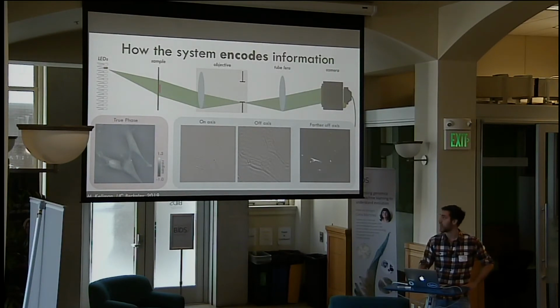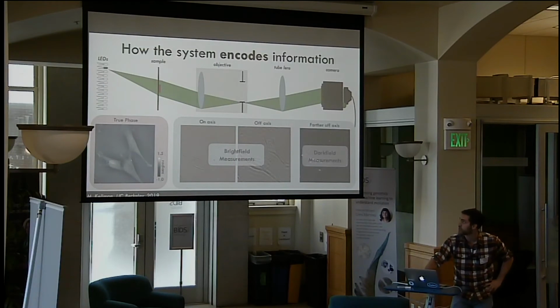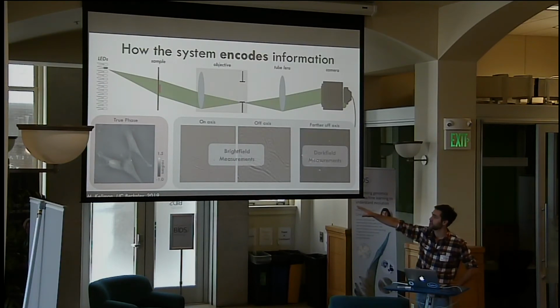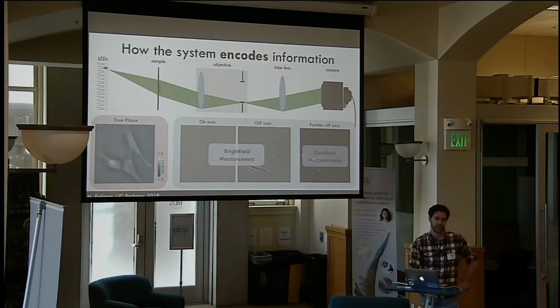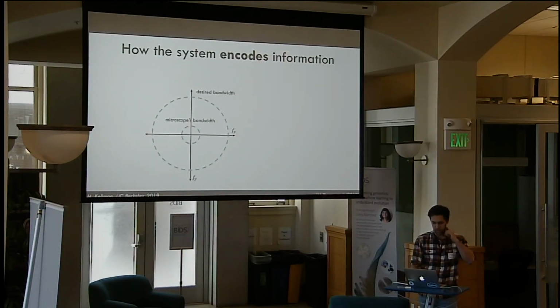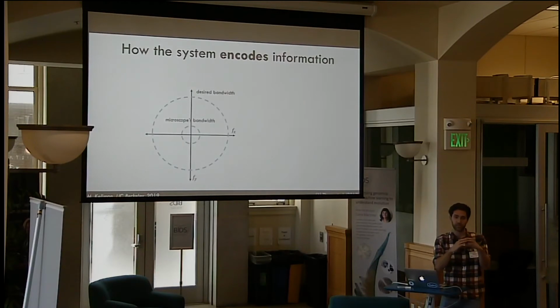And so these styles of measurements fall into two categories, bright field and dark field. These are characteristically encoding low frequencies and have high signal-to-noise ratio, while these characteristically encode high frequencies and have a low signal-to-noise ratio. So to be a little more specific, on this plot I have the spatial frequency x and y axes. The circle in the middle is the passband of the microscope. So it's small relative to the passband which we want to reconstruct.